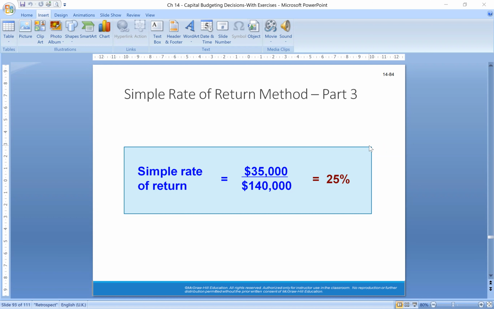But it ignores, again, the time value of money. And also the same project may appear desirable in some years and undesirable in other years, which means time is not important.